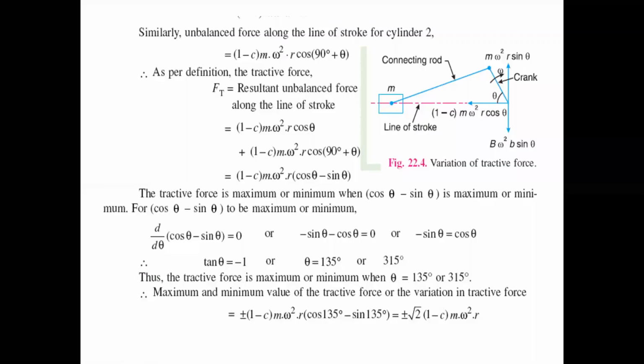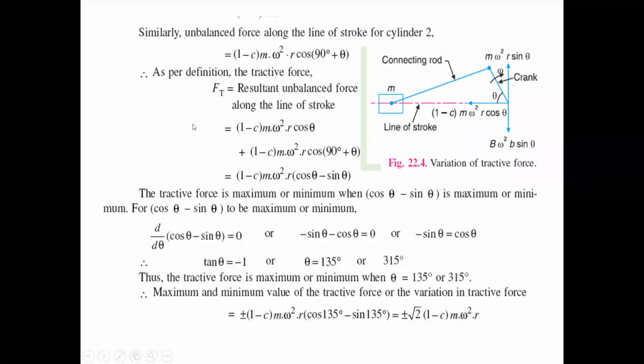And similarly for cylinder 2, it is (1 minus c) m omega square r cos (90 plus theta). Why? Because the cranks are arranged such that one is at theta and the other is at 90 plus theta, so both are arranged perpendicular to each other. That's why one is taken as cos theta and the other as cos (90 plus theta).